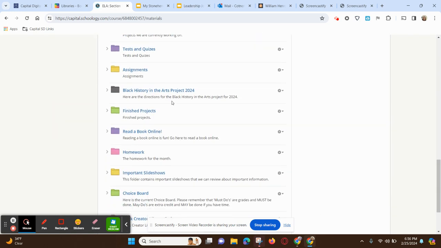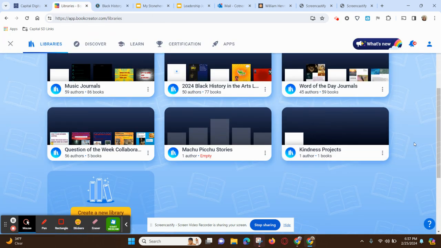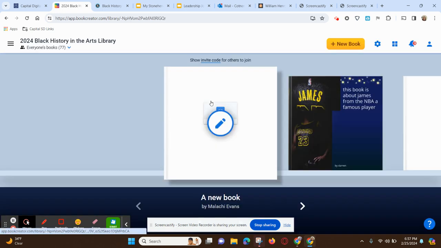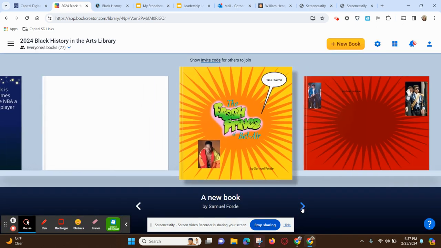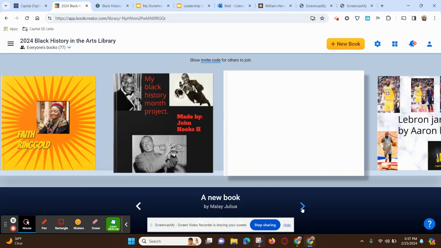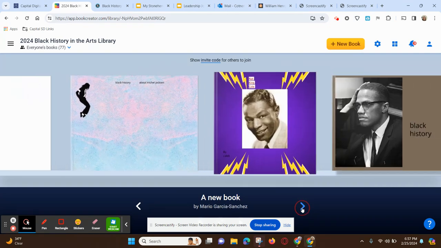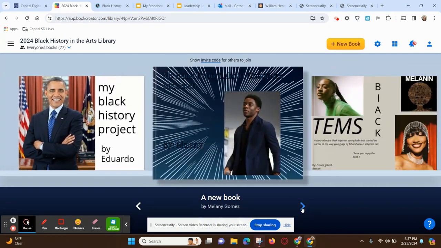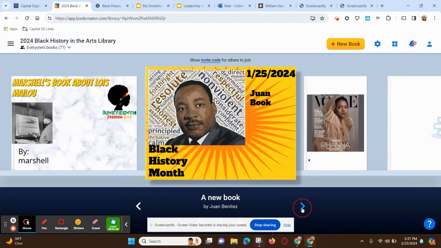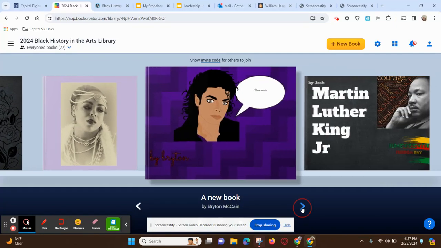And then February is Black History Month, which is amazing. And I love the directions are here for the Black History projects, but I love what a great job they did. It is a library in Book Creator. And as you can see, just looking at the covers, they were really involved. They had a lot of fun. Book Creator has a lot of really nice features in order to edit the content. They did a beautiful job. I'm very proud of their projects and what they did.